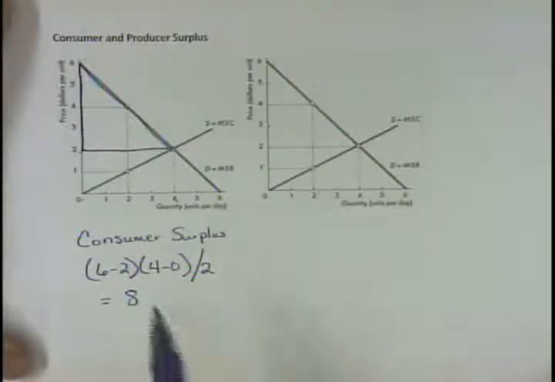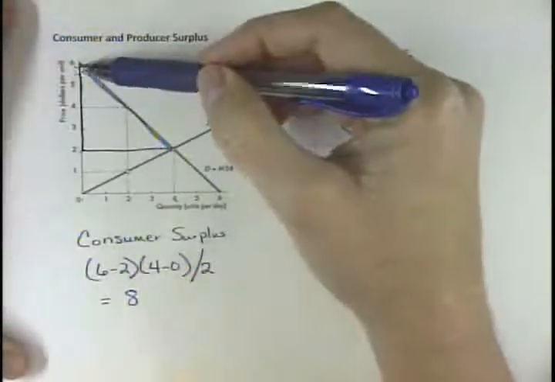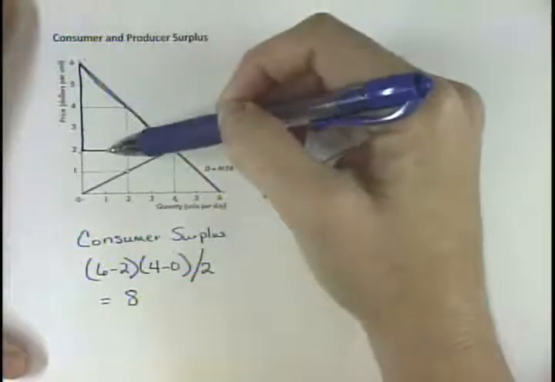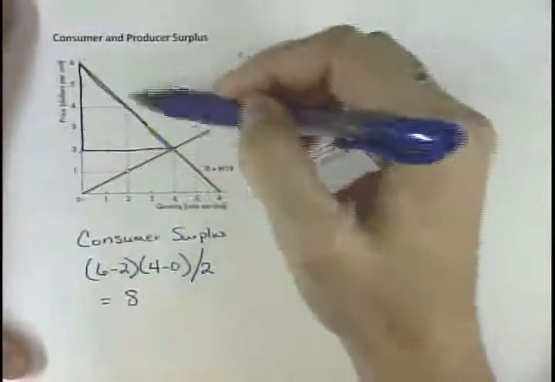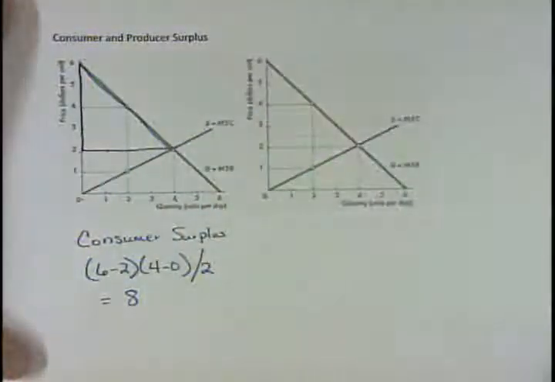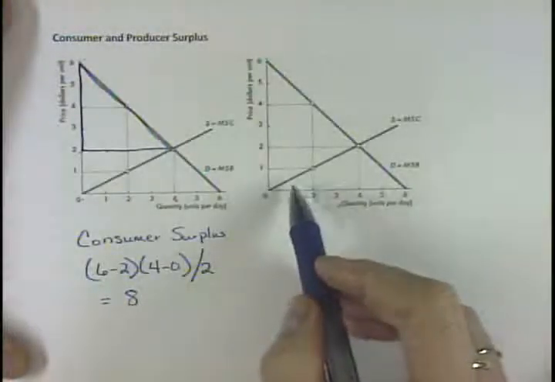So we'd be basically $8 better off because I'd be willing to pay $6, I only have to pay 2. This person would be willing to pay $5, they only have to pay 2. So we are better off. The area of this triangle is our consumer surplus. That'll work also with the producer surplus.